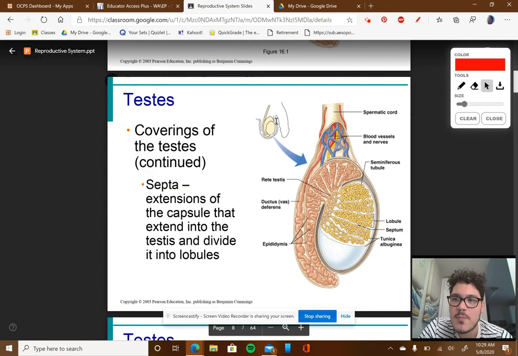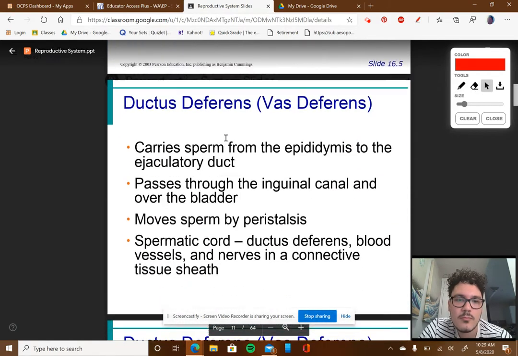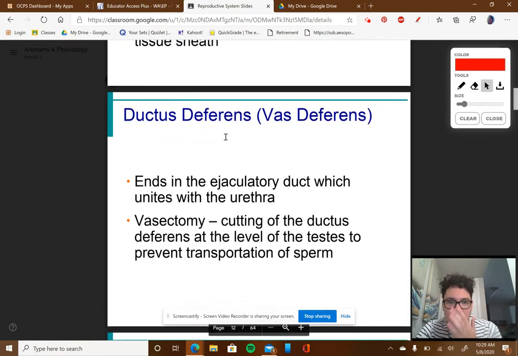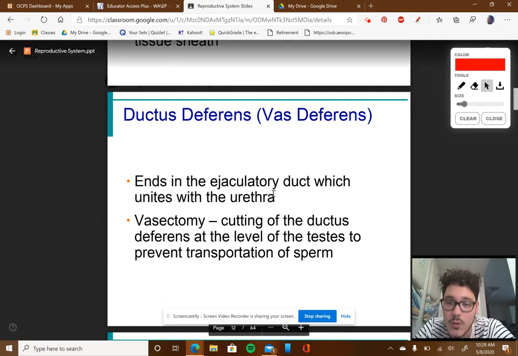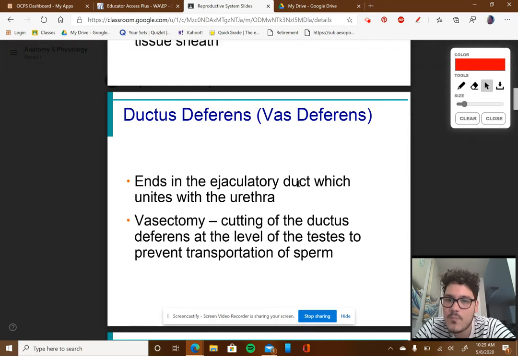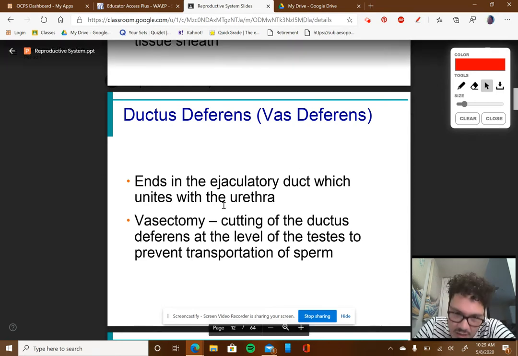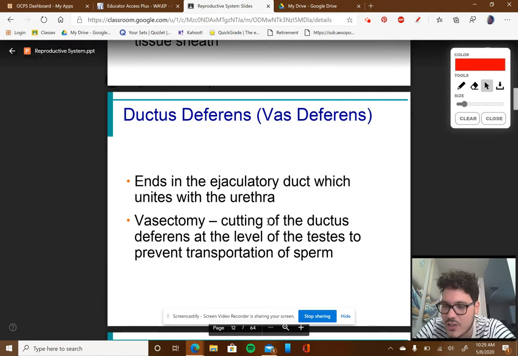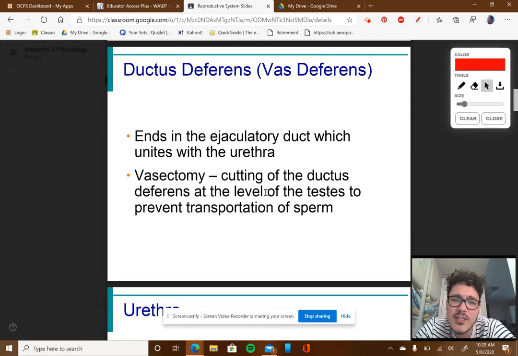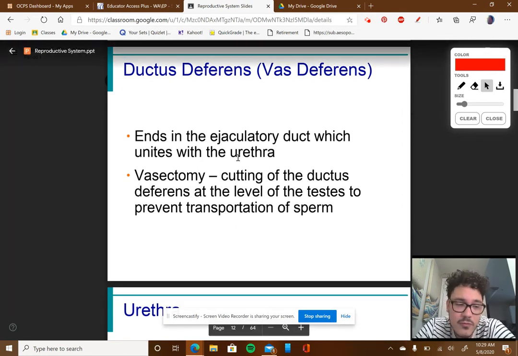All right, so let's go back down. A little bit more about the vas deferens. It ends in the ejaculatory duct, which unites with the urethra. So again, where it's going to end, the ejaculatory duct, which is connected to the prostate gland and essentially the urethra at this point.